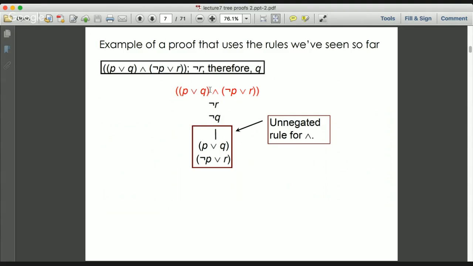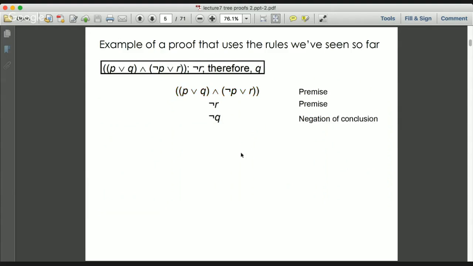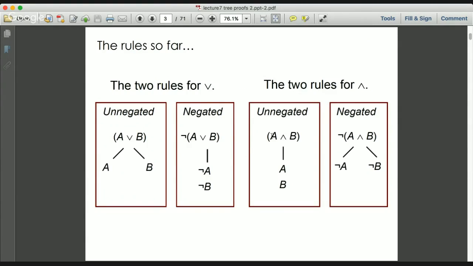And what we do is we put whatever's on the left-hand side underneath, because it's the unnegated and rule. We're just going to put what's on the left-hand side and what's on the right-hand side both underneath it. Let's quickly go back so everyone's clear about it. We're using this rule here, right?